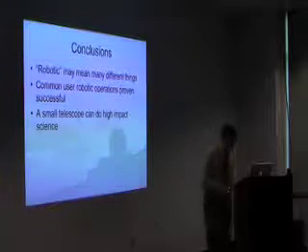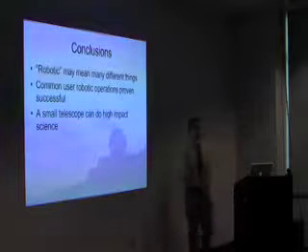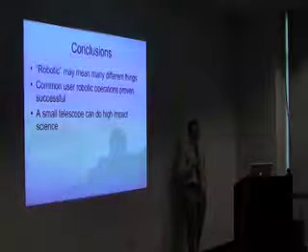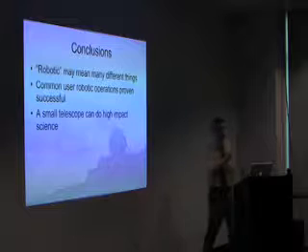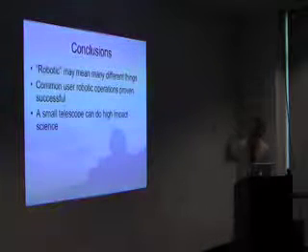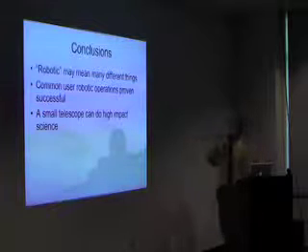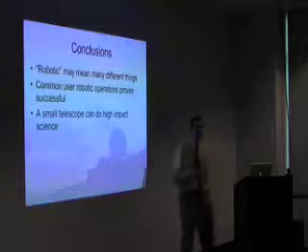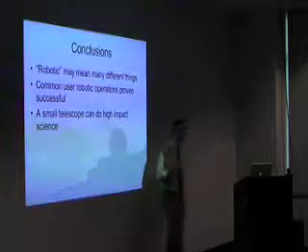So my conclusions. The first thing I was trying to stress is that this word robotic means different things to different people. When people say they've got a robotic telescope, find out what they mean, because it does mean all sorts of different things. But with this restricted definition of the common user robotic telescope, we think we've proven that it really can work, and it's incredibly powerful.